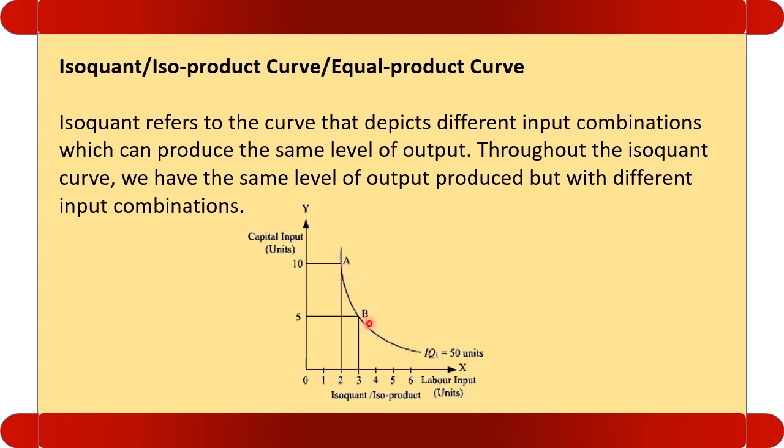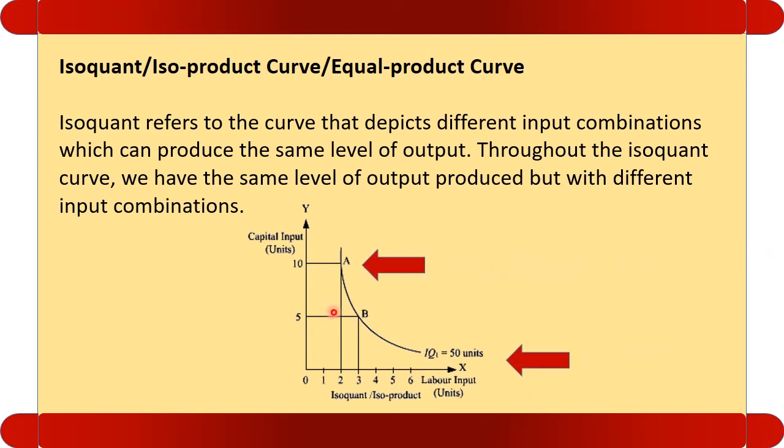Here we can say that two inputs are there, the capital input and the labor input, and this IQ represents the isoquant curve. And we know that if we want to increase the capital, we have to decrease the number of labor, and if we want to decrease the capital, we have to increase the number of labor, so that we get the same unit of output. So the isoquant represents the different combinations of using two inputs so that the same output is obtained, that is 50 units.